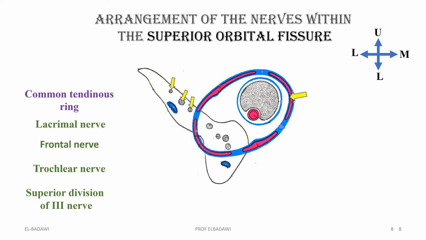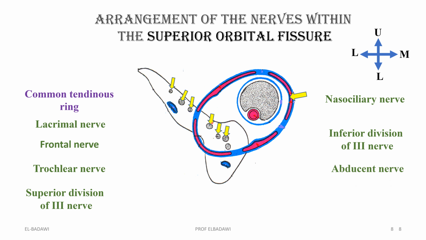And then inside the ring between the two heads of the lateral rectus will be the superior division of oculomotor, then the nasociliary, then the inferior division of oculomotor, and lastly will be the abducent nerve. That is the arrangement within the superior fissure, and of course this is the optic nerve in the middle of the tendinous ring.